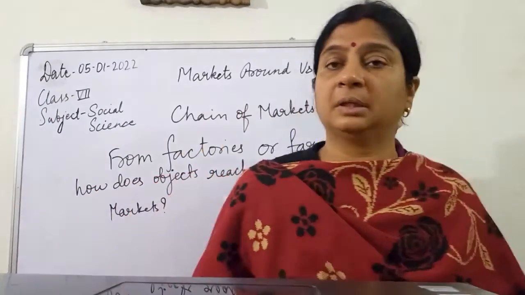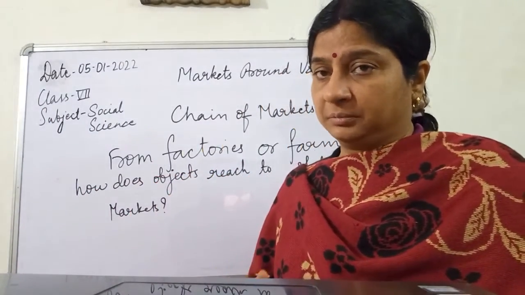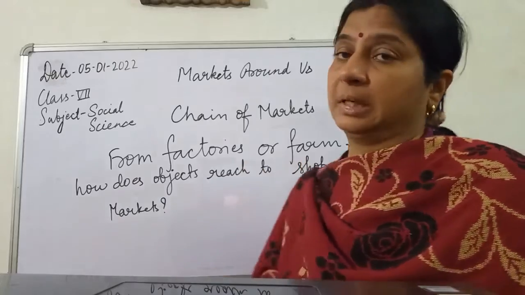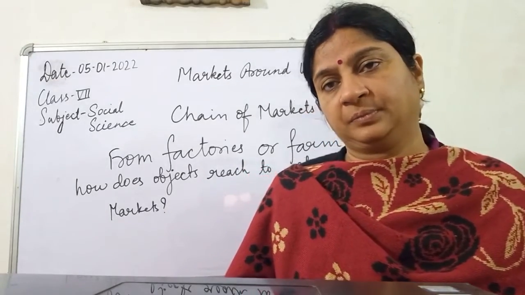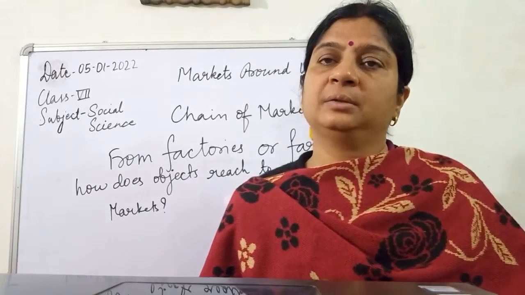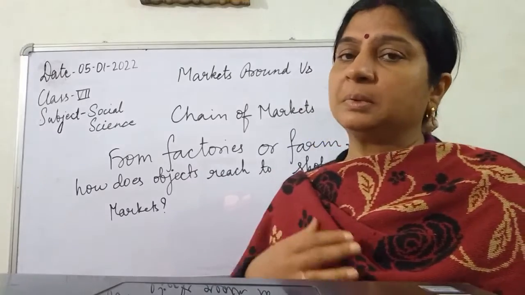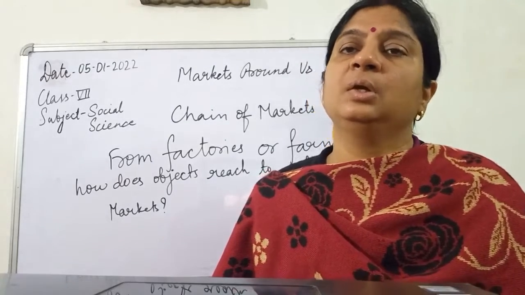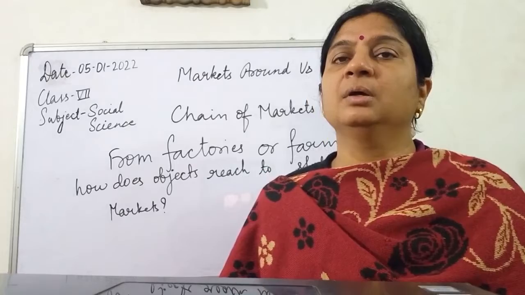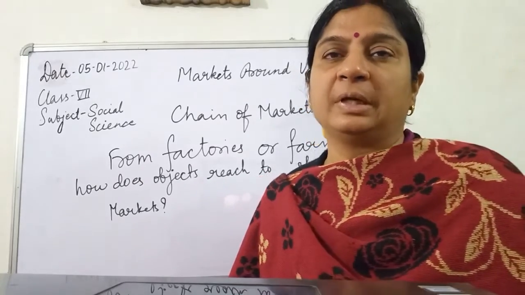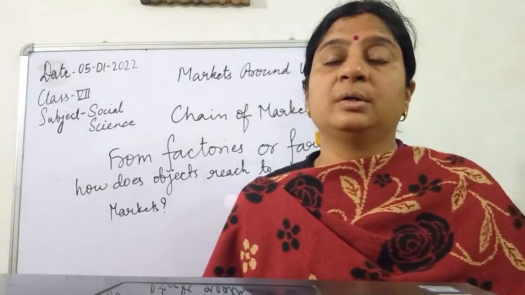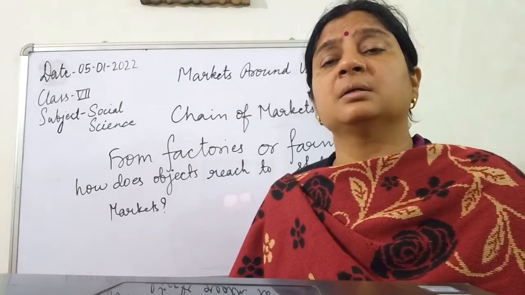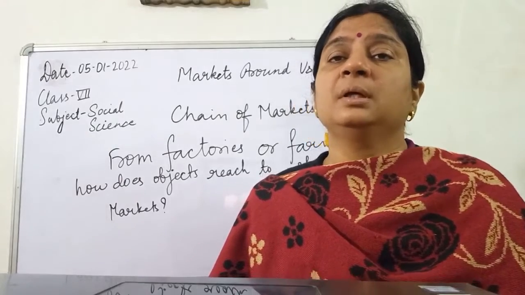This is the way through which the thing which is produced in factories or farms reaches the shop or market, known as chain of markets. Chain of market means that the end consumer, the person who is consuming the product, does not purchase anything directly from the producer. We do not purchase anything directly from the factory or from the farmer, and producers are also not interested in selling small quantities to the consumer.